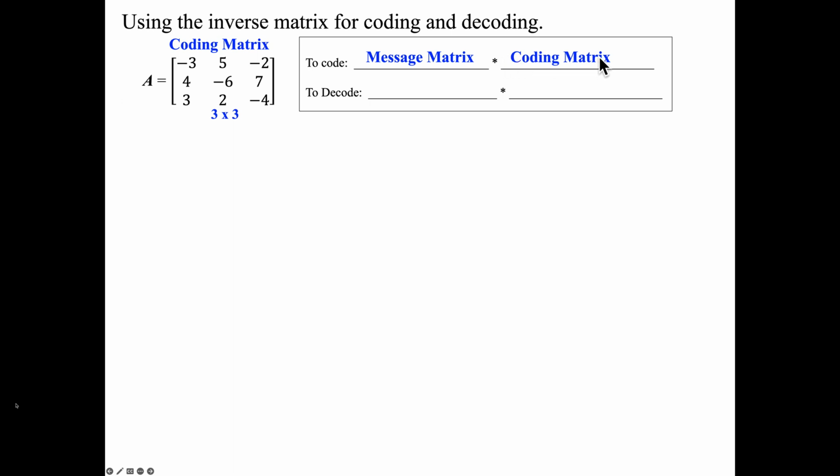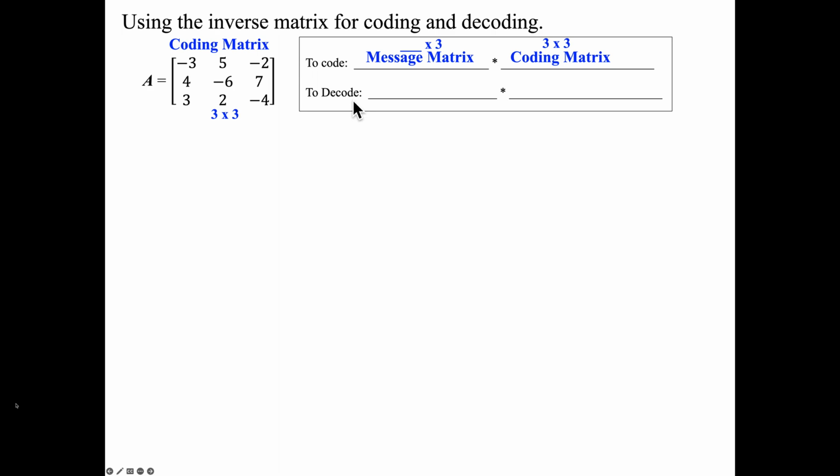Well, we know the rule for multiplication, that if your coding matrix in our example is going to be 3 by 3, the columns of the first matrix have to match the rows of the second matrix. So the first number of your message matrix is going to be any possible number. It depends on how big your message is.